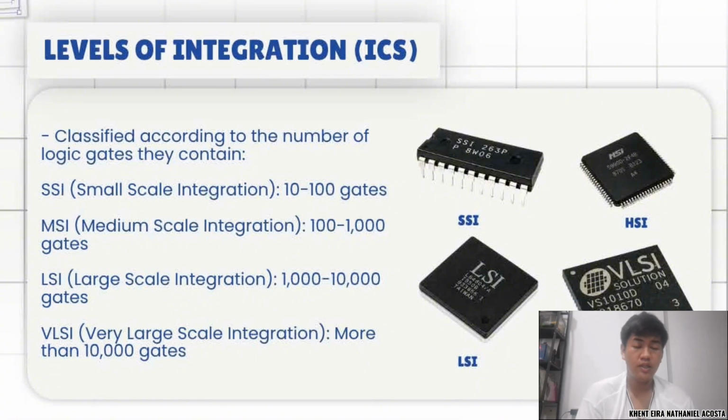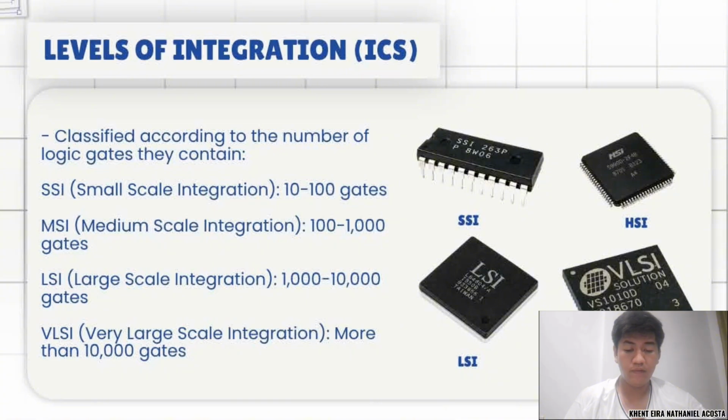ICs. ICs means the levels of integration. Integrated circuits are classified depending on how many logic gates they contain. Here we have the four types of integration.